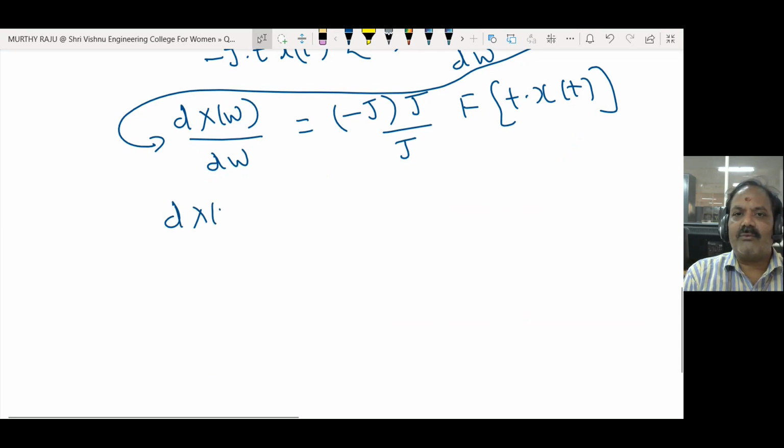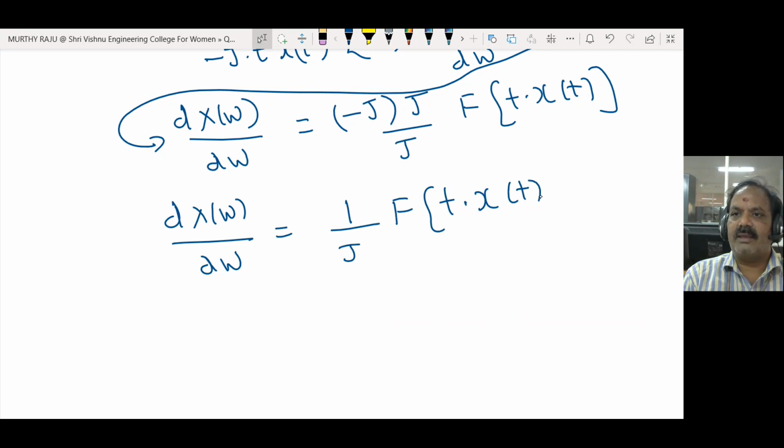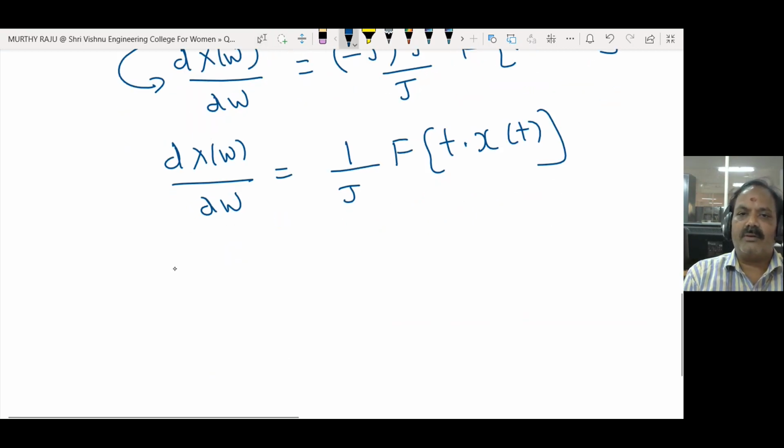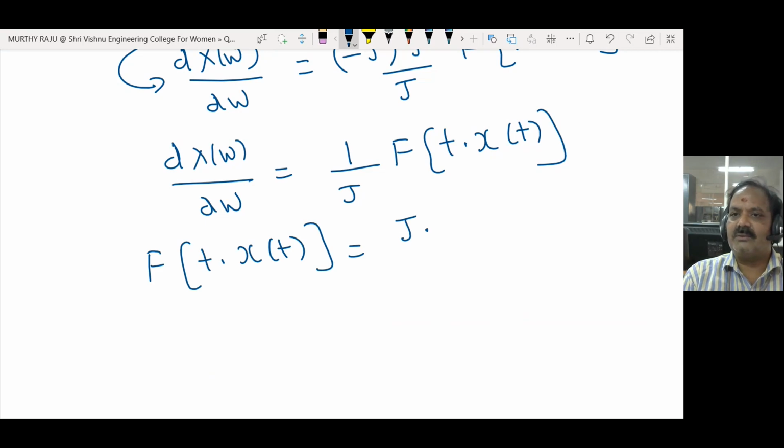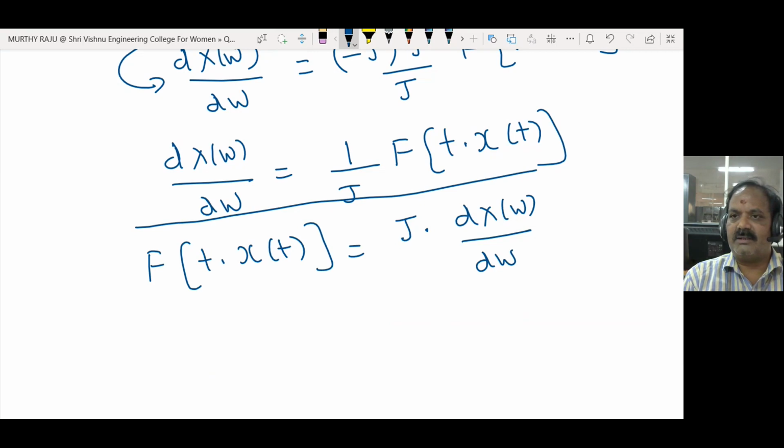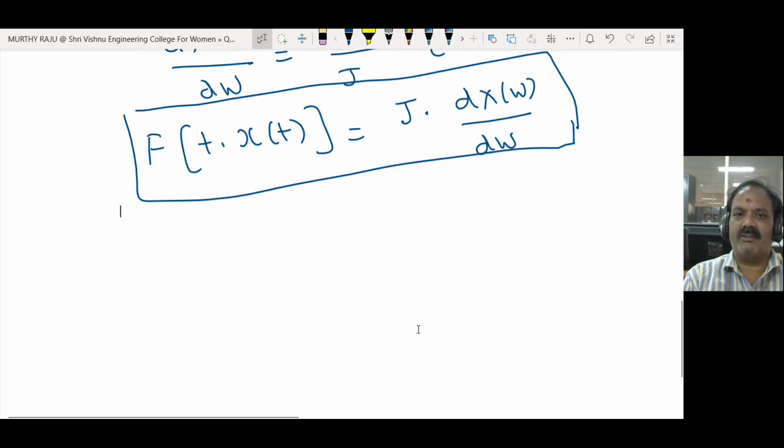d X of omega by d omega is j into j square, j square is minus 1, minus into minus is plus, the Fourier transform of t into x of t. Therefore, the Fourier transform of t into x of t is equal to j into d X of omega by d omega. This is an important property of the Fourier transform.